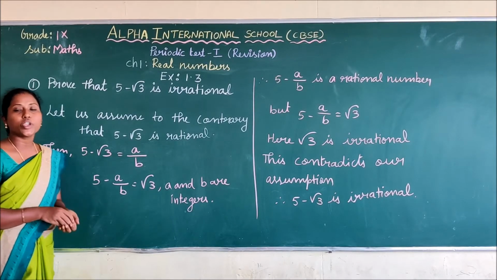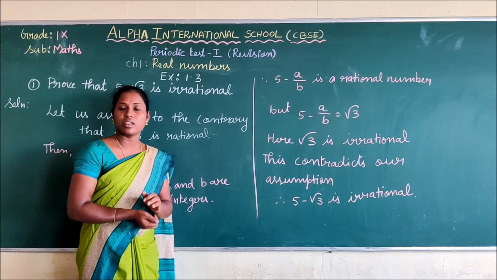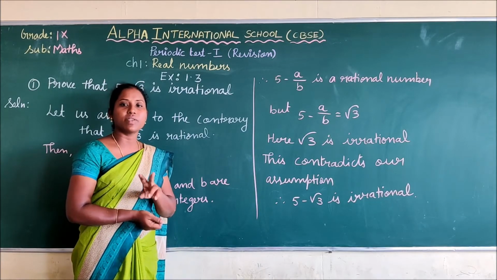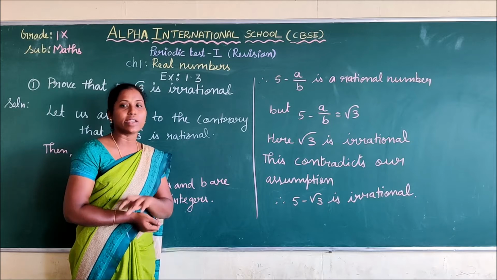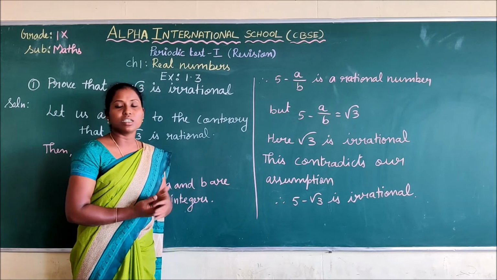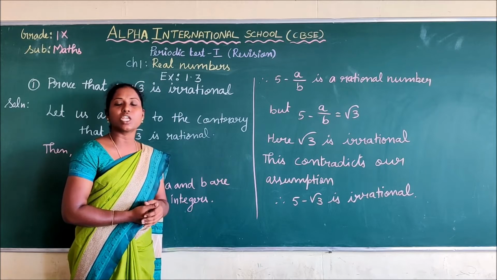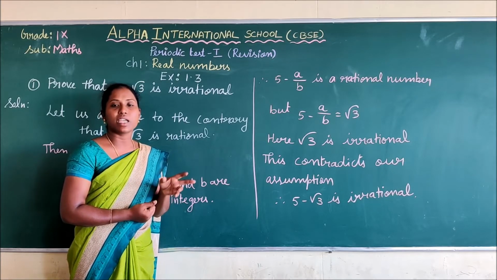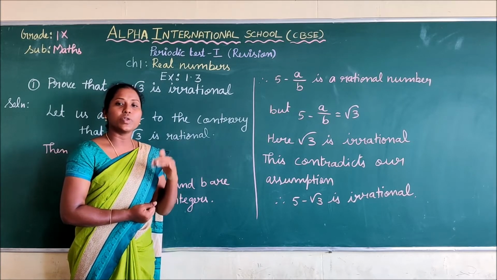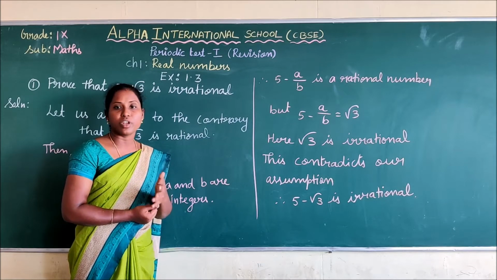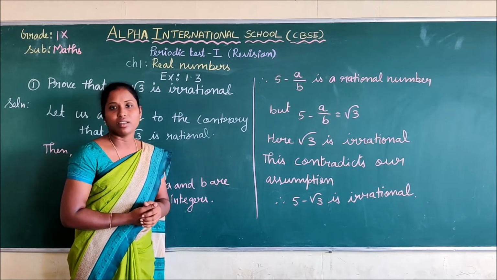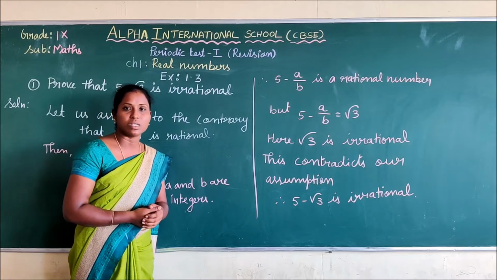Students, exercise 1.3, the problems are based on irrational numbers. In real numbers we have seen about rational numbers and also irrational numbers. Rational number, what is a rational number? A rational number is in the form of P by Q where Q is not equal to 0. Any two integers expressed in the form of a ratio is called a rational number, and it has terminating decimals.